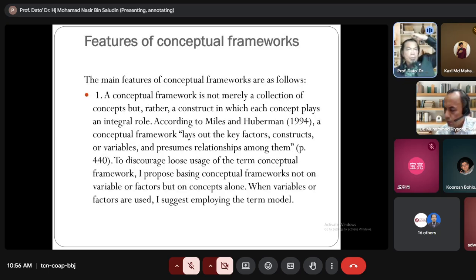The features of the conceptual framework. The main features of a conceptual framework follow. A conceptual framework is not merely a collection of concepts, but rather a construct in which each concept plays an integral role. According to Miles and Huberman, a conceptual framework lays out the key factors, constructs or variables, and the presumed relationships among them. To discourage this loose usage of the term conceptual framework, I propose basing conceptual frameworks not on variables or factors but on concepts alone. When variables or factors are used, I suggest employing the term model.